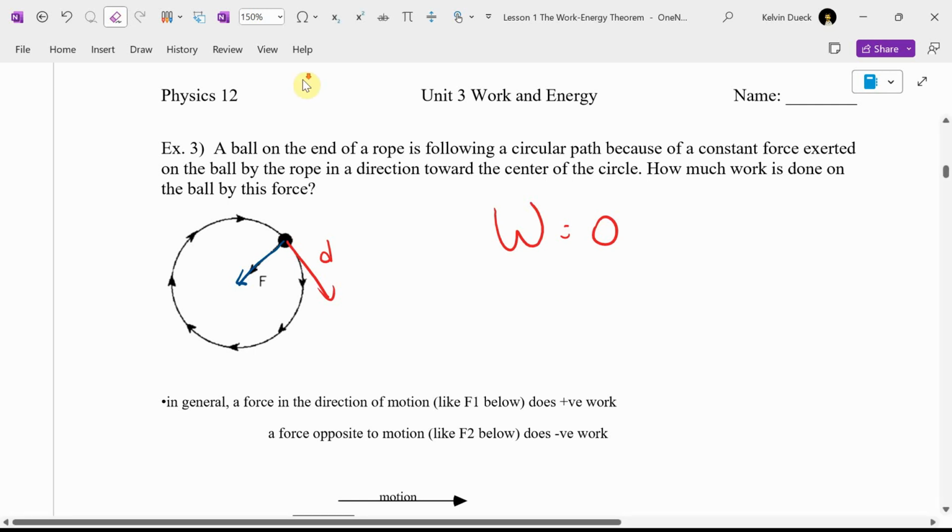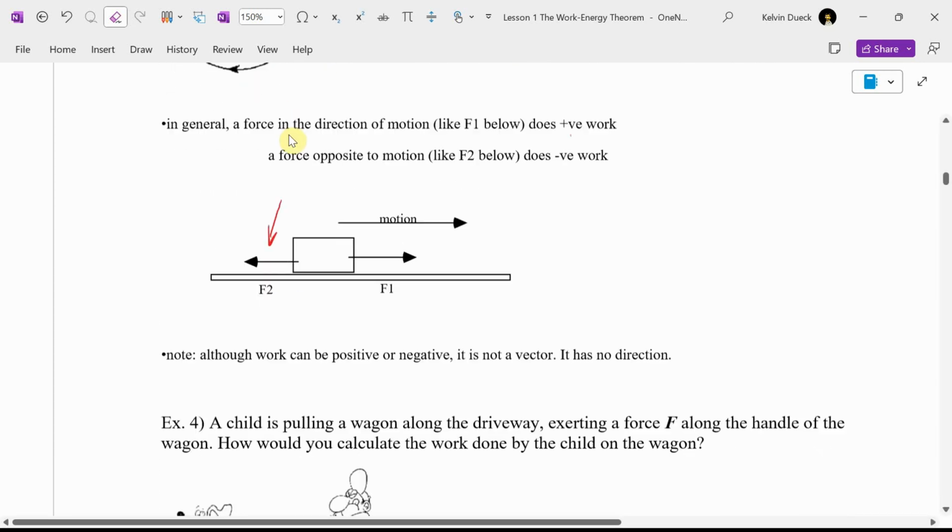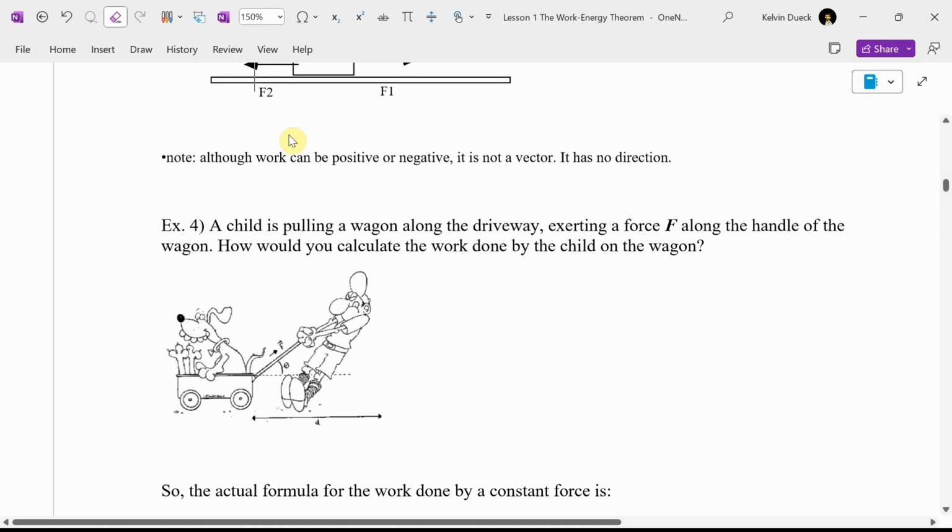Now, you can have negative work. A force in the same direction as motion has positive work. A force opposite to motion, like that one there, does negative work. The negative work isn't direction, it's magnitude. If you're doing negative work, the object is losing energy. If you're doing positive work, the object is gaining energy. So even though you might think, isn't that a vector? We're talking about magnitude, losing and gaining. So although work can be positive or negative, it's not a vector. It's a scalar. It has no direction, much like your future.